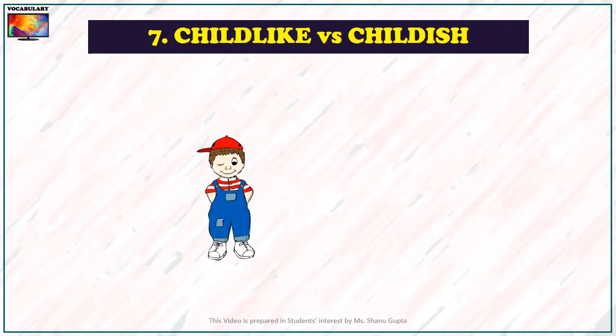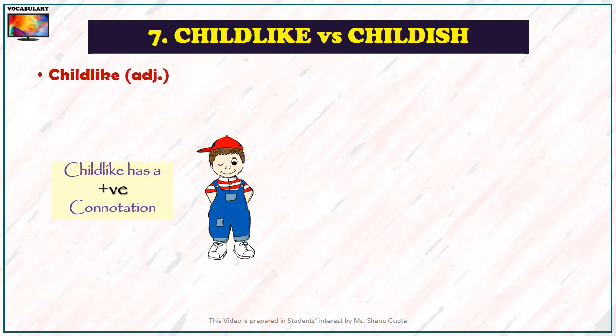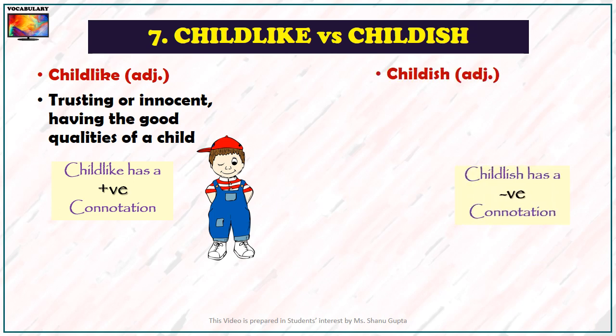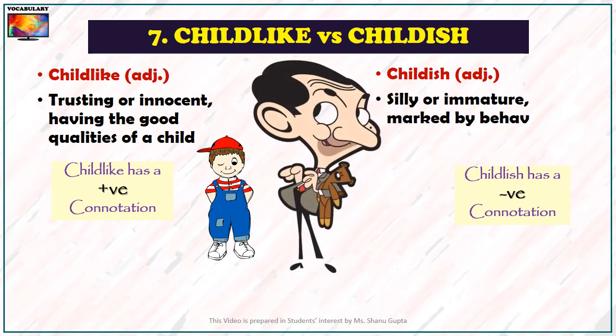Our seventh pair are the words childish and childlike. The adjectives childish and childlike both refer to the characteristics of a child, but generally not to the same characteristics. While childlike usually has positive connotations and describes the good qualities of a child, such as being trusting or innocent, the other word, childish, usually has negative connotations and refers to behavior inappropriate for a child. Put it another way, childish describes someone who is being silly or immature.